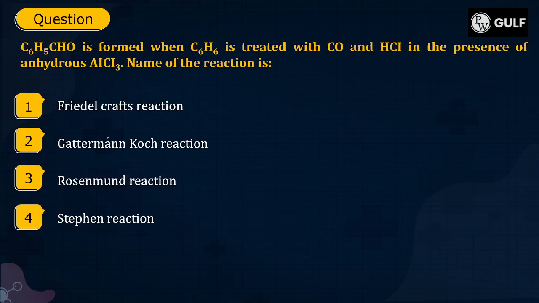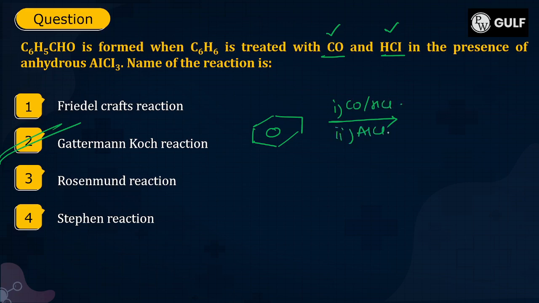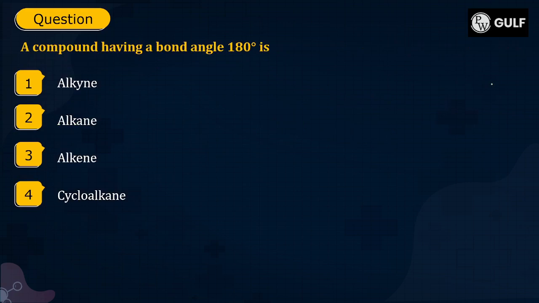Moving on to the next question. C6H5CHO is formed when C6H6 is treated with CO in the presence of HCl. This is Gattermann-Koch reaction. The moment you see carbon monoxide with HCl, it is Gattermann-Koch reaction. That is when you're taking benzene and reacting it with CO, HCl in the presence of AlCl3, you will get benzaldehyde. This is the preparation of benzaldehyde. Moving on to the next question. A compound having a bond angle of 180 degrees. sp hybridization will have a bond angle of 180 degrees, thereby alkyne is the answer.